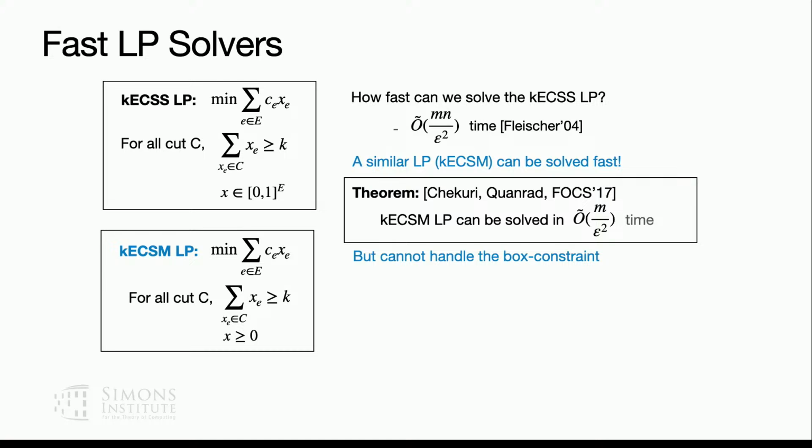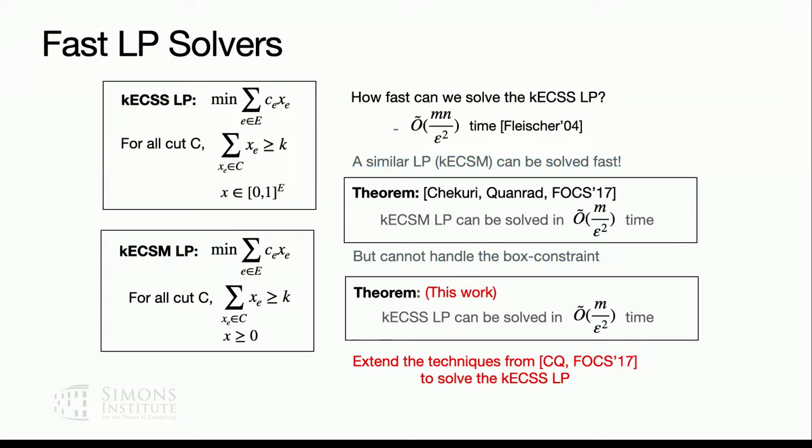And the key recent work by Chekuri and Quanrud says that this particular LP can be solved in nearly linear time. However, the framework cannot handle the box constraint, and the key contribution of this work is that we show the framework can actually be extended to solve with the box constraint. That's the main message.